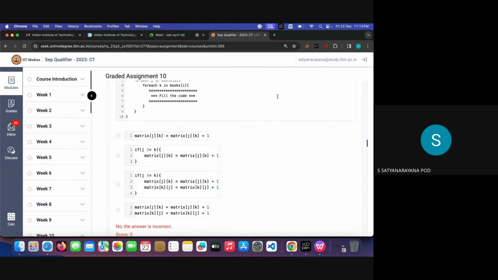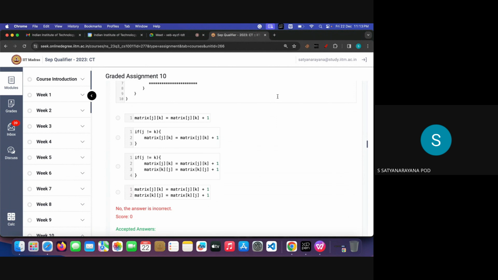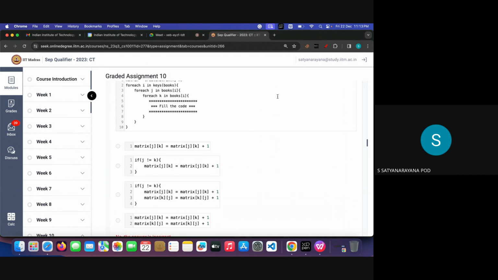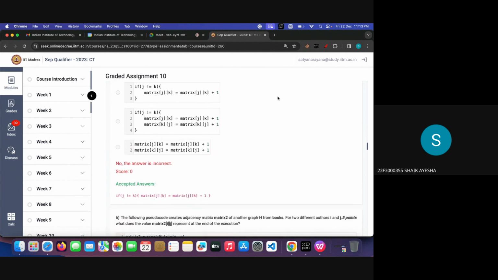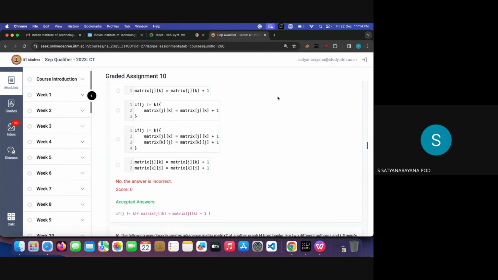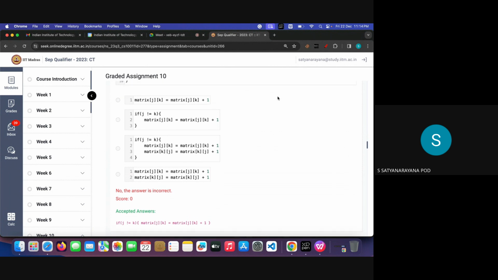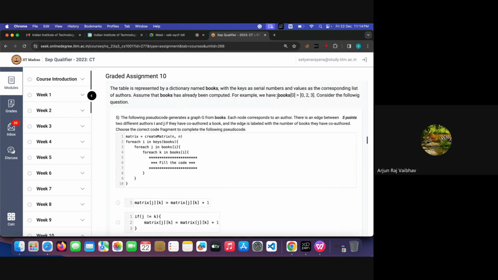I'm not tracing out this one, because they have to check equality. Whenever J equals K, they are not checking equality. What option have they given? Not equal, sir. Why is it not equal? I don't understand. Sir, because the same author cannot co-author with the same author, so that's why. Yes, the edges are between two different authors if they have co-authored a book.